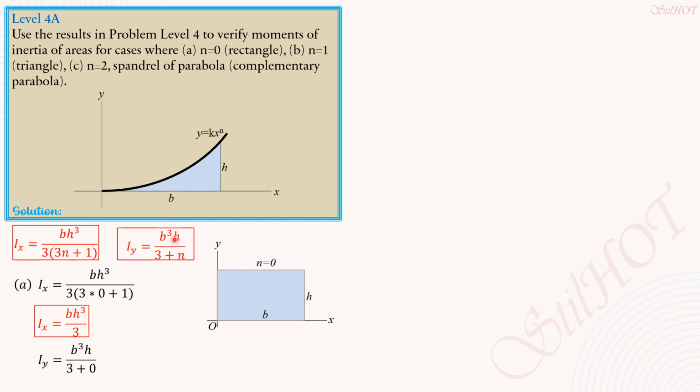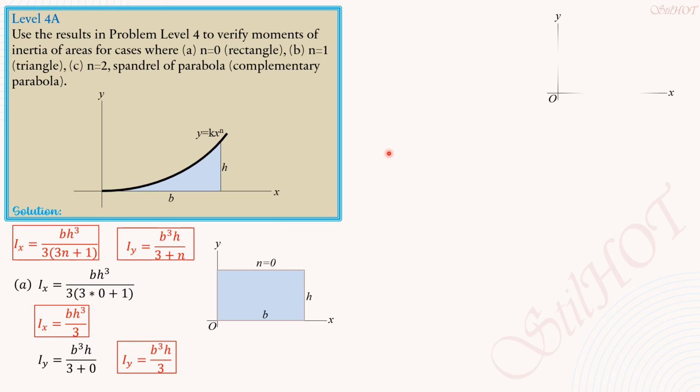It just happens that b is the height of the rectangle when one edge is oriented to coincide with the y-axis. So it is the same b cubed h over 3. So it's b that is cubed in this case because the base is like the h in this case.